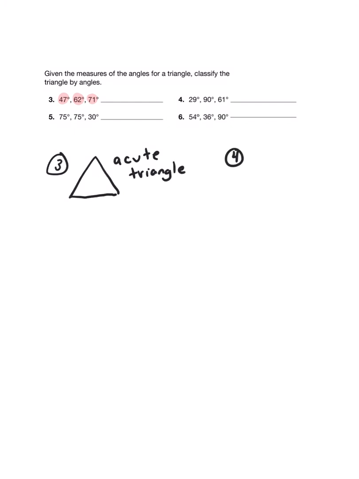For number 4, I've got a 29-degree angle, acute, a 90-degree angle, which is a right angle, and a 61-degree angle, which is acute. So this is a right triangle. When you draw a right triangle, it's going to be hard to make your right angle exactly 90 degrees, but you can indicate that it's meant to be a 90-degree angle by drawing this box inside the angle.